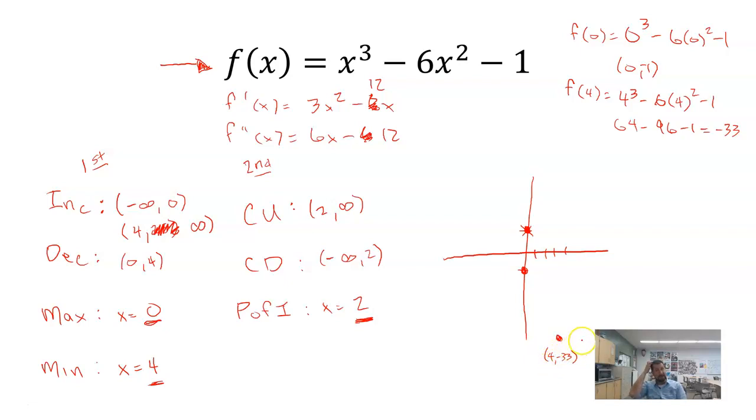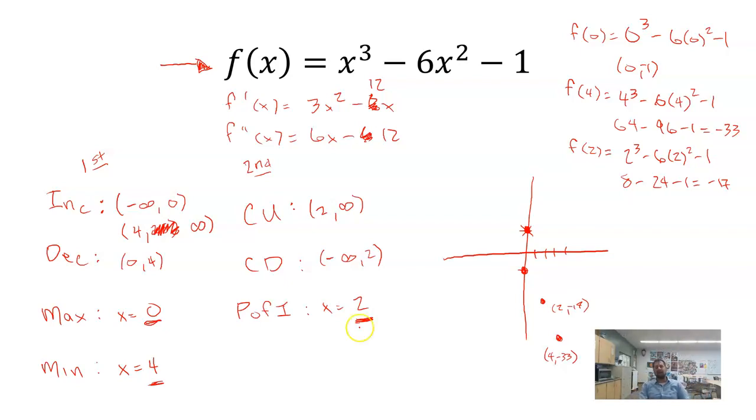Okay? So I know that that point is a minimum. And then my point of inflection is at x equals 2. So I take 2, plug that in to find out. I'd get 8 minus 24 minus 1 gives me, let's see, negative 17. That looks about right. Yep. So the point 2, negative 17, again, not to scale, is on my function as well. So I know that those 3 points have to be on my graph.